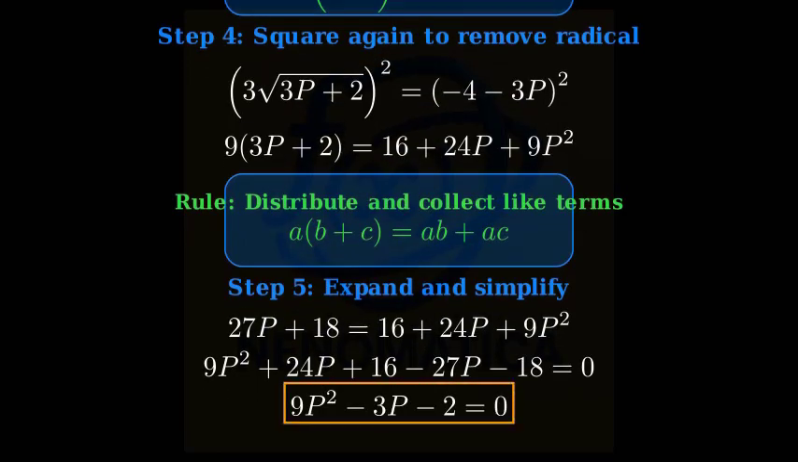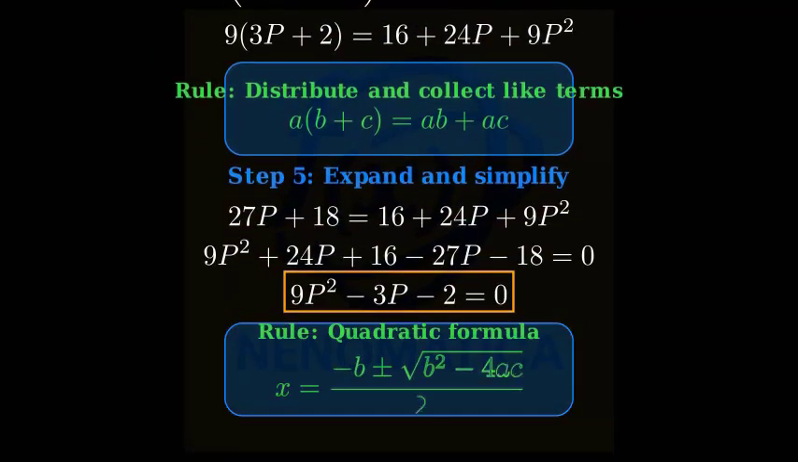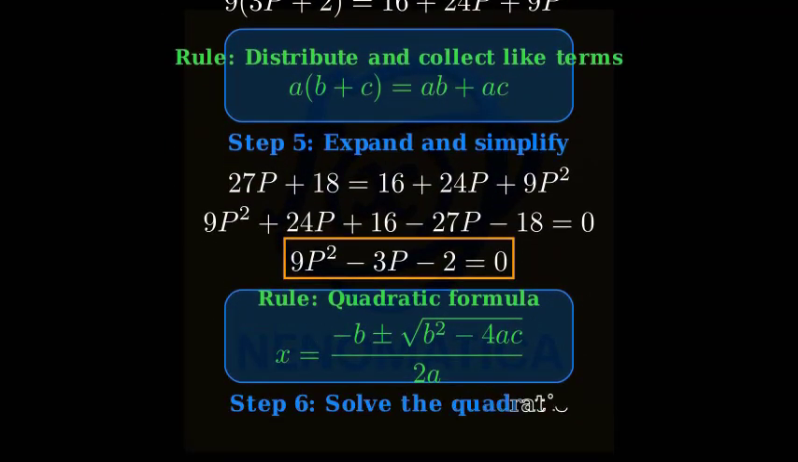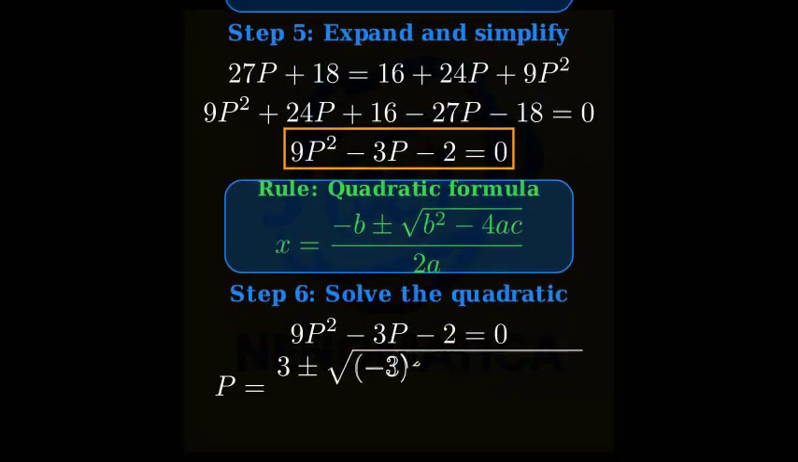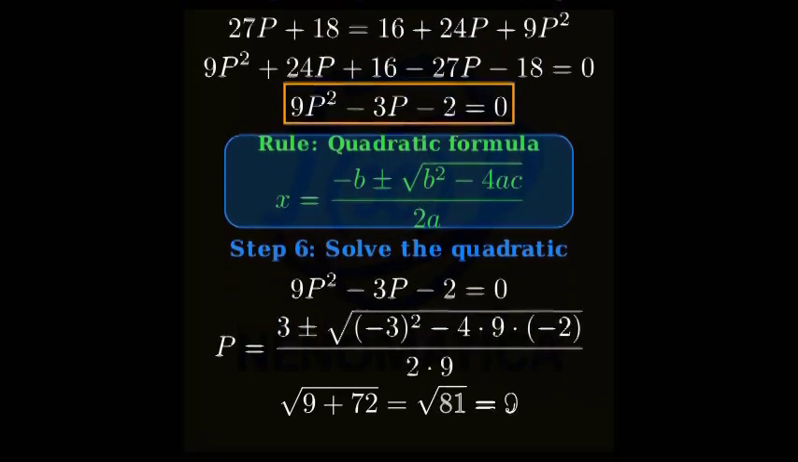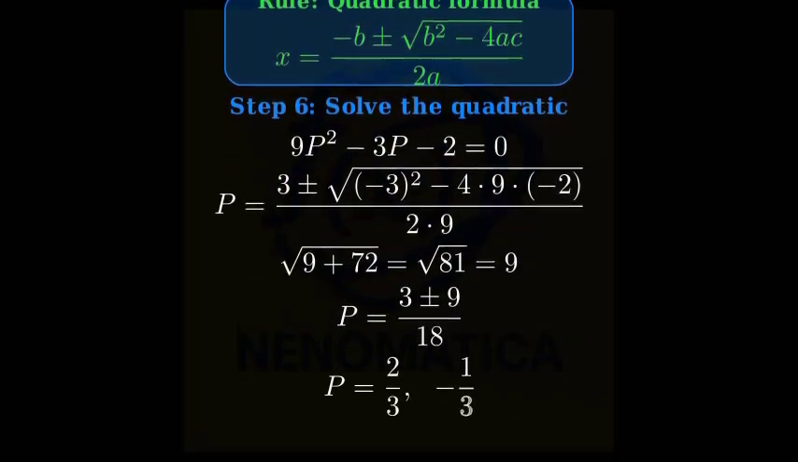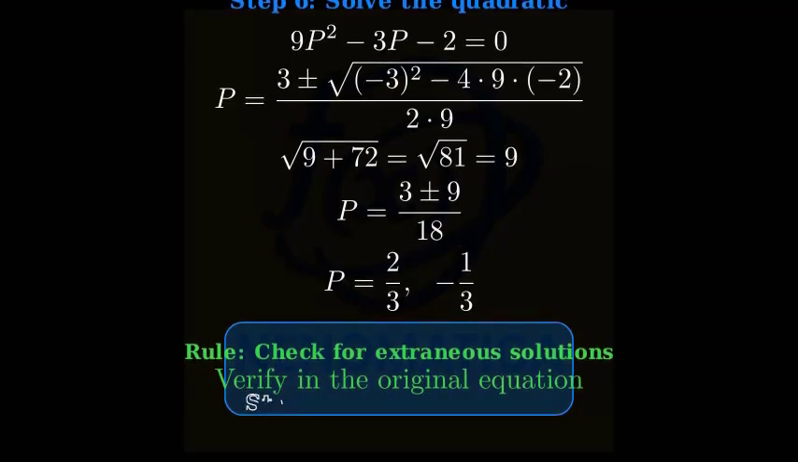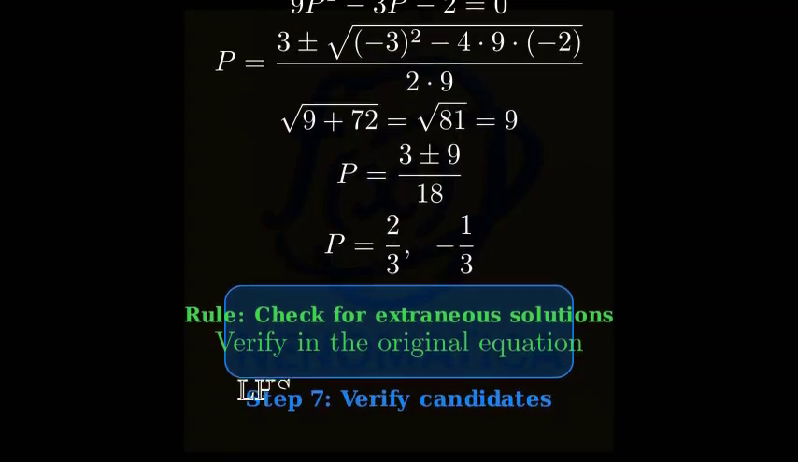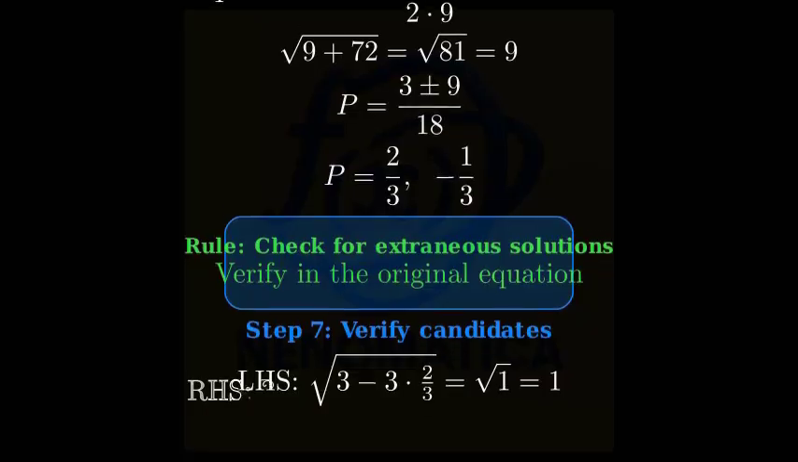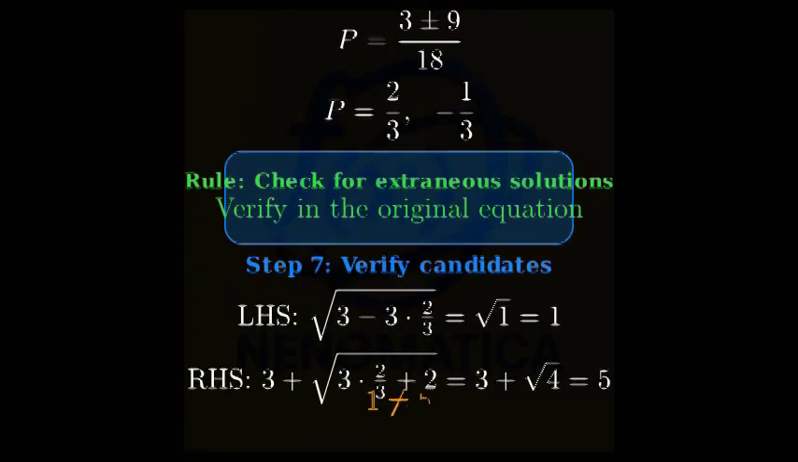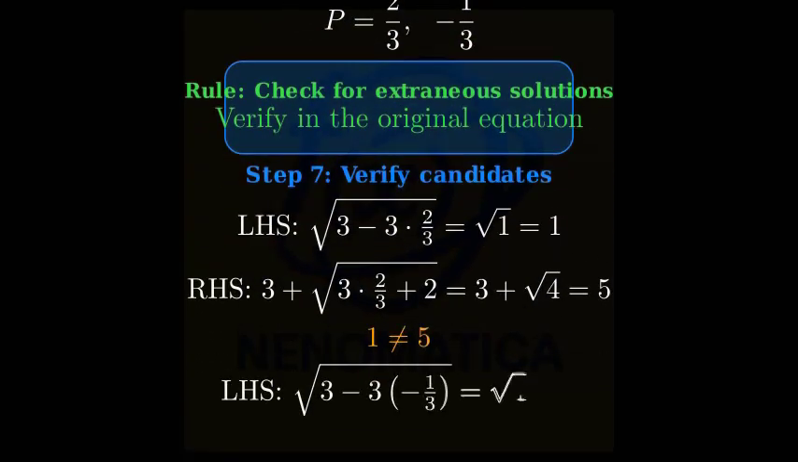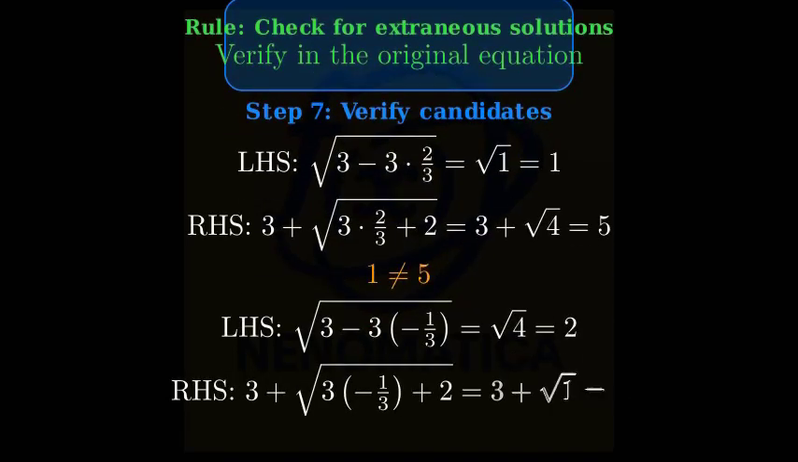Radical equations often produce extraneous solutions. Check both candidates in the original equation. For p equals 2/3, compute both sides. Then, for p equals negative 1/3. Since neither candidate satisfies the original equation, there are no real solutions. Summary: we squared both sides twice, isolated the radical cleanly, simplified to a quadratic equation, solved using the quadratic formula, and checked both candidates, concluding that the equation has no real solutions.